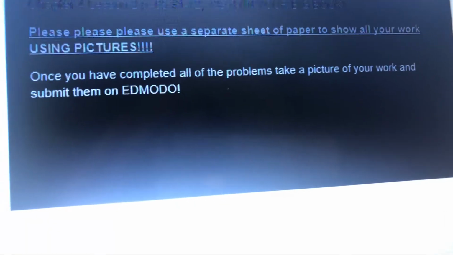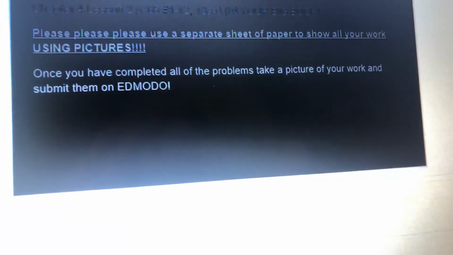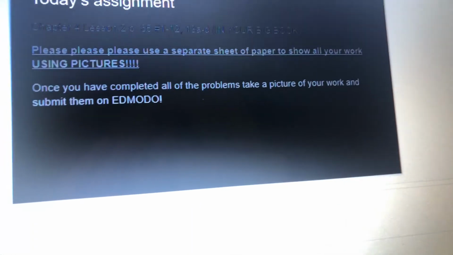Other methods and stuff like that, I don't mind you doing. You know me, I don't care. Math is math, but at least be able to show it once for me.